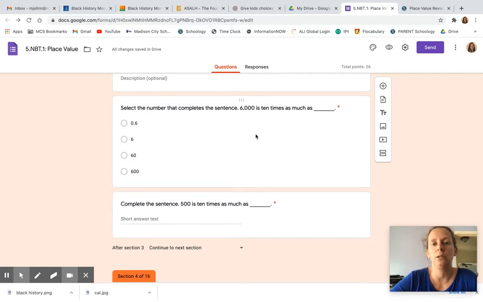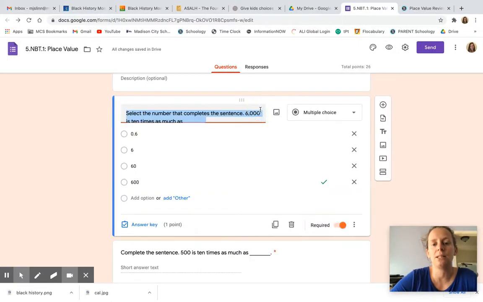6,000 equals, this is in the sentence here, means that's an equal sign.